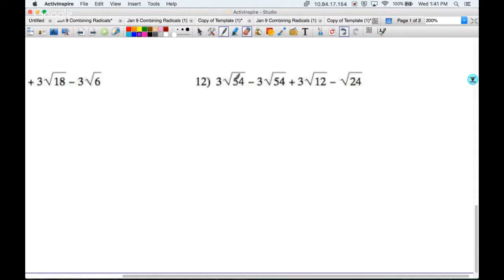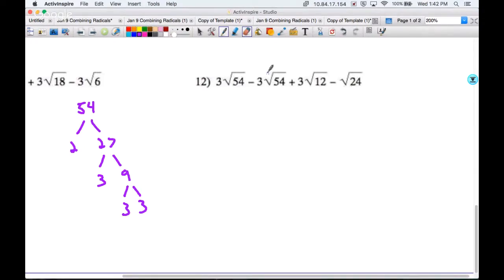So for number 12, I want to simplify those radicals as much as I can. So I'm going to split that 54. Let's do it with the jailbreak method since we didn't do that for the last one. Take the 54, let's do the prime factors. I can split that into a 2 and a 27. The 27 I can split into a 3 and 9. The 9 I can split into a 3 and 3.